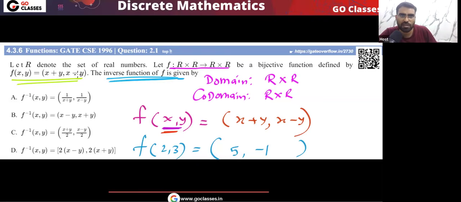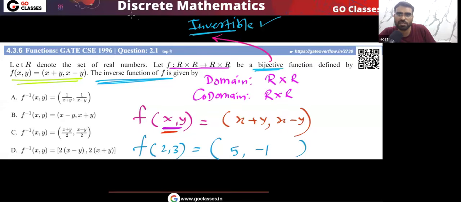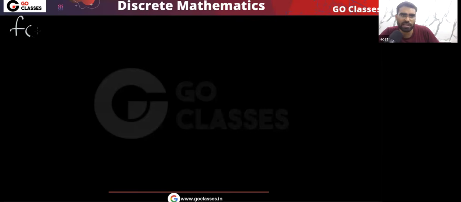Now the question is asking, what is the inverse of this function? Tell me one thing. The question is giving you the information whether f is invertible or not. Do you need to check that? You don't have to check. It is already given in the question that f is invertible, because bijective means invertible. So you directly have to find the inverse. We will just apply our method.